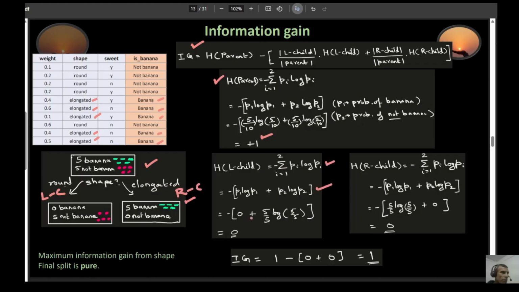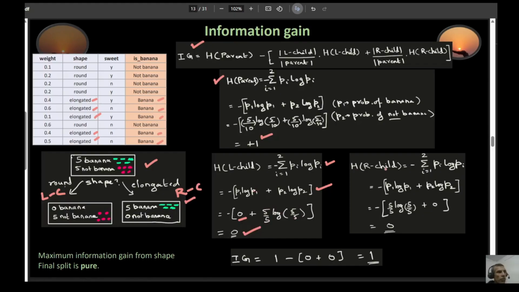Expand this expression. P1 refers to the probability of a banana. In this case, there is no banana, so the answer is 0. And same thing with P2. P2 in this case is the probability of not a banana. In this case, there are 5 not bananas. It's going to be 5 over 5 log 5 over 5, and the answer comes out to be 0. So this is the entropy of the left child.